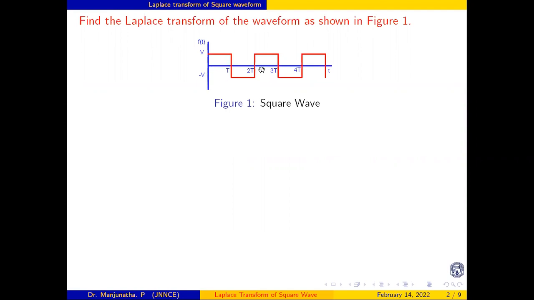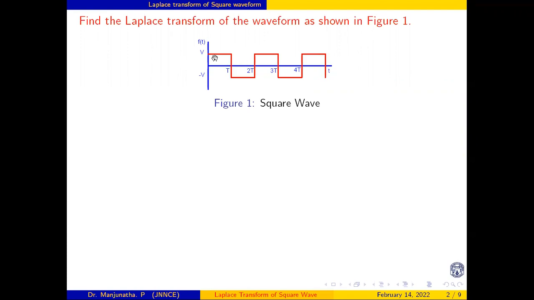And its duration, one cycle duration, is 2T. So after the 2T, again, it is going to repeat. So the x-axis is the time and the y-axis is its magnitude. So the total magnitude of the square wave is 2V.